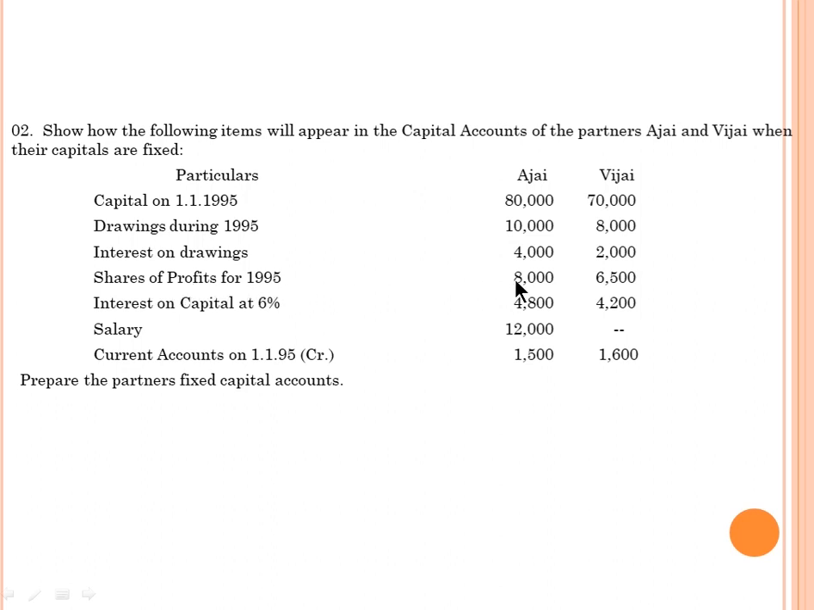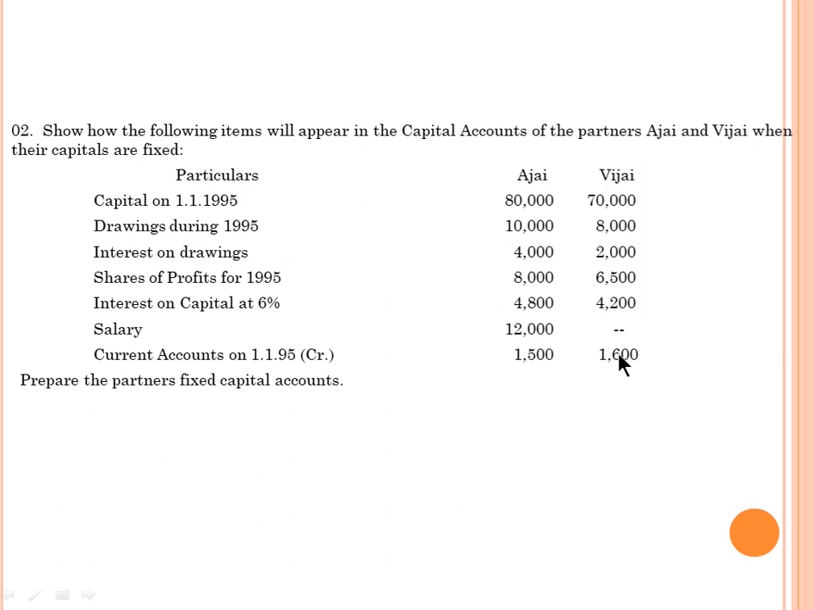Share of profit 1995, 8,000, 6,500, on the credit side of the partner's current account. Interest on capital at 6%, 4,800, 4,200, credit side of the partner's current account. Salary, Ajay 12,000, Vijay nil, credit side of the partner's current account. Current account on 1/1/95 credit balance, that is the opening balance, 1,500, 1,600.